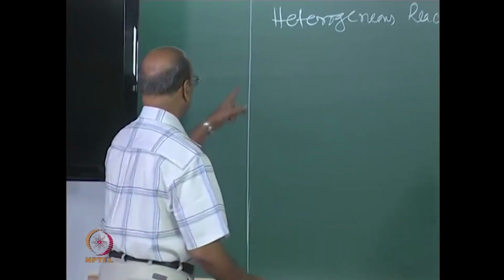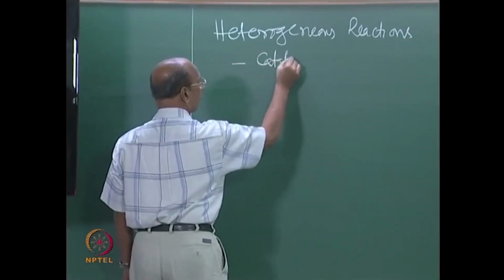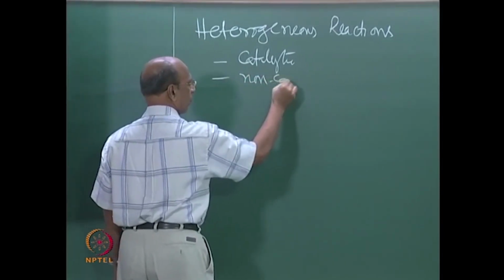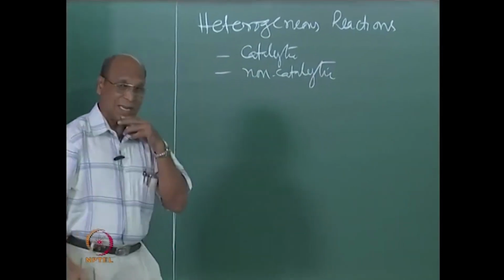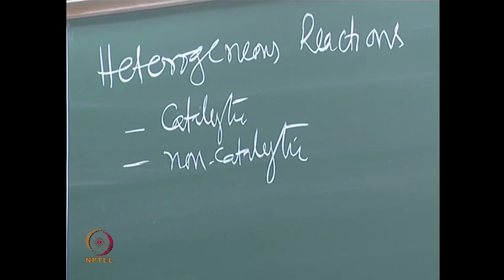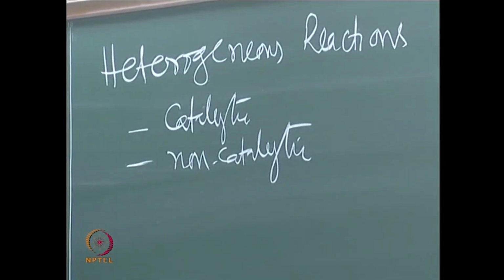Okay. So, in heterogeneous reactions, yesterday we discussed catalytic and non-catalytic. The idea here is how we develop a rate equation for a heterogeneous reaction, if it is a catalytic reaction and also a non-catalytic reaction. That is the idea.